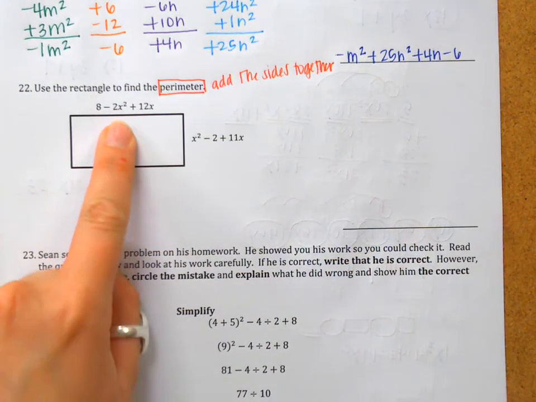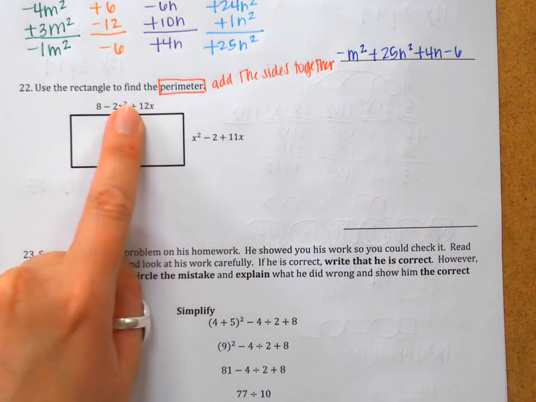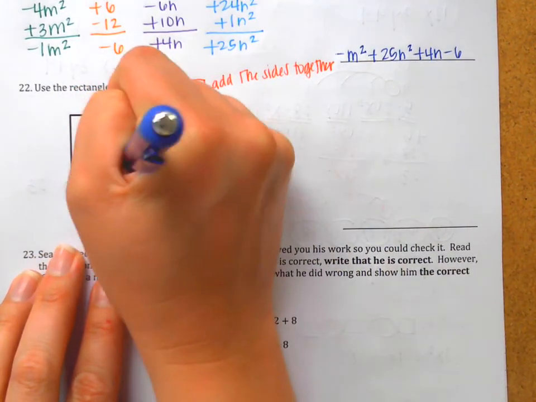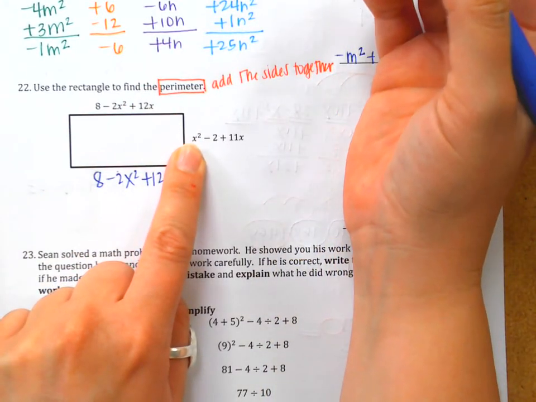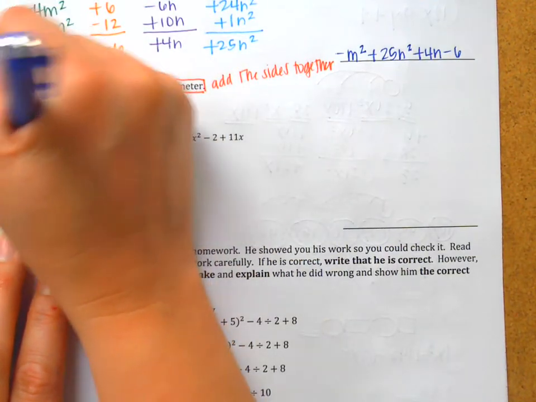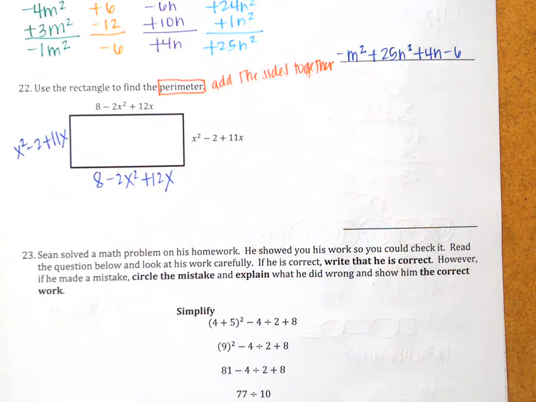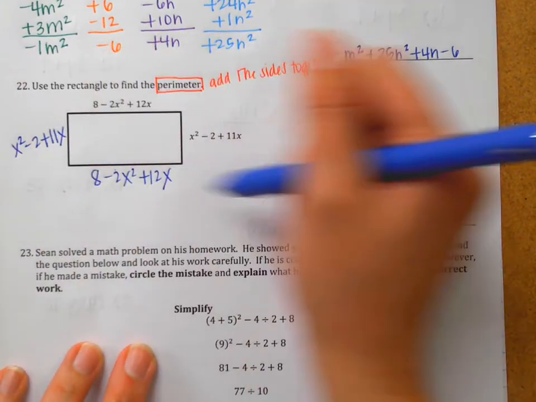So if this side length of a rectangle is 8 minus 2x squared plus 12x, this side length is the same length too, 8 minus 2x squared plus 12x. And if this side length is x squared minus 2 plus 11x, and then this side is also x squared minus 2 plus 11x. So all we're going to do is just add those together. We can do kind of like a long problem here.